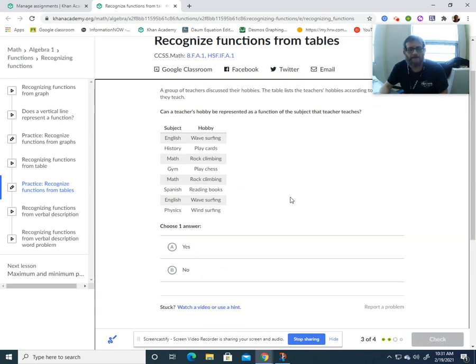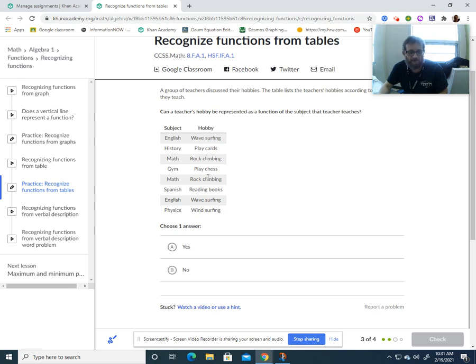Okay. A group of teachers discuss their hobbies. The table lists the teachers' hobbies according to what they teach. So again, can this be a function? Well, when I tried English the first time, I got wave surfing. When I tried English the second time, I got wave surfing. When they put in math the first time, they got rock climbing.